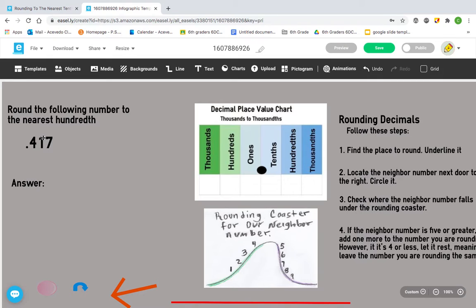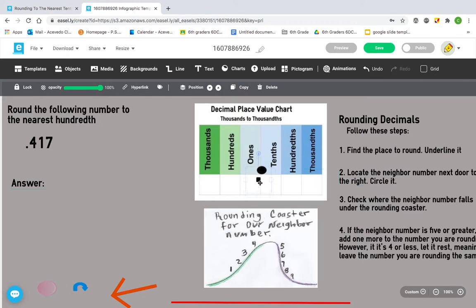We are asked to round decimal 417 to the nearest hundredths. What I can do is place decimal 417 on my decimal place value chart so that I know which number I'm rounding and which number is my neighbor number.